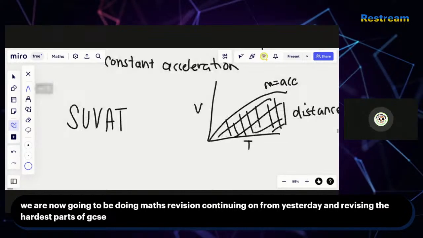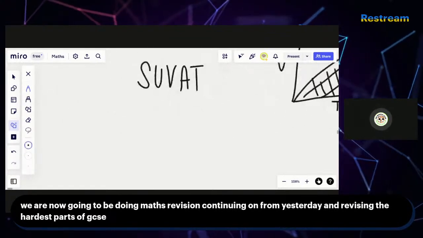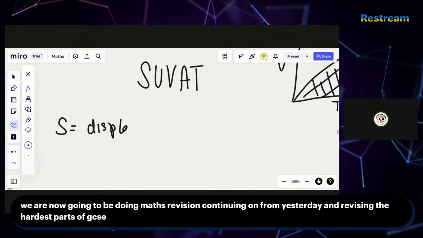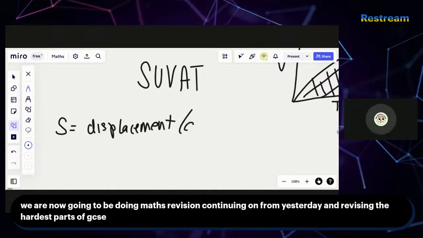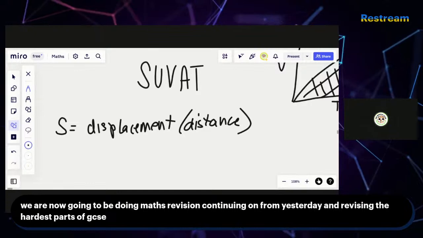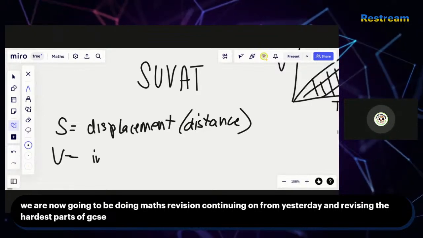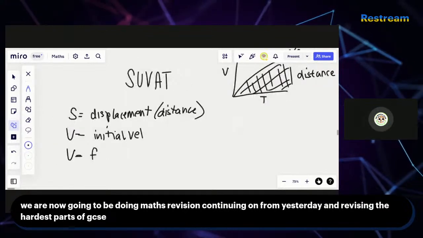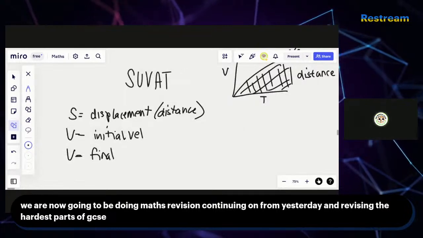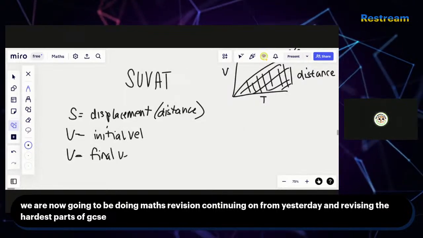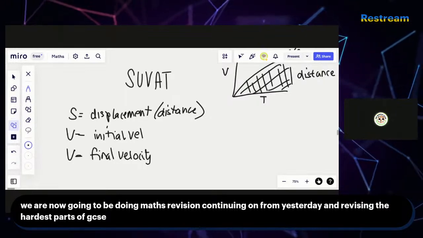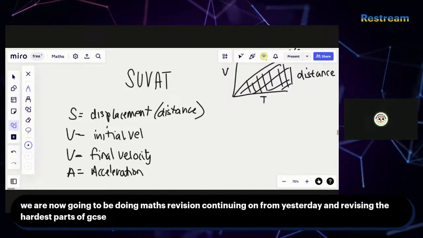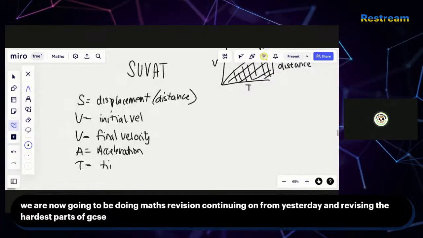So Suvat, each letter is representative of a different metric. S is for displacement. If it's easy for you to remember, just remember S as distance. U is for initial velocity. And V is for final velocity or current velocity. And then A is for acceleration. And T is for time.